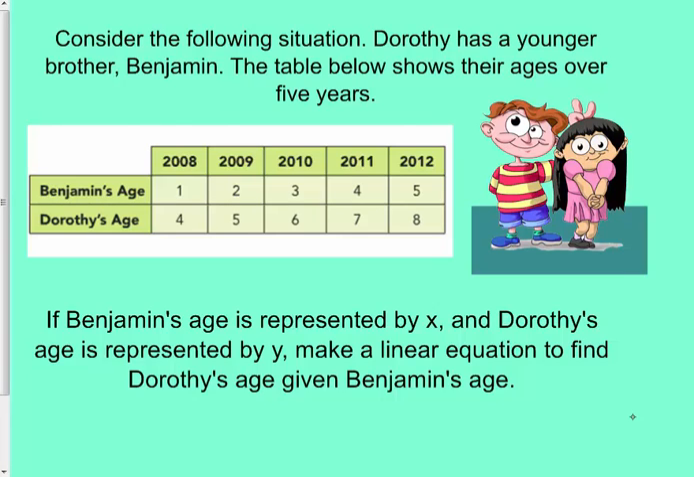This is 3.3, day 1, linear equations with two variables. So yes, this goes along with your text, 3.3 in the text, and you can see it's right at the top of your notes as well.